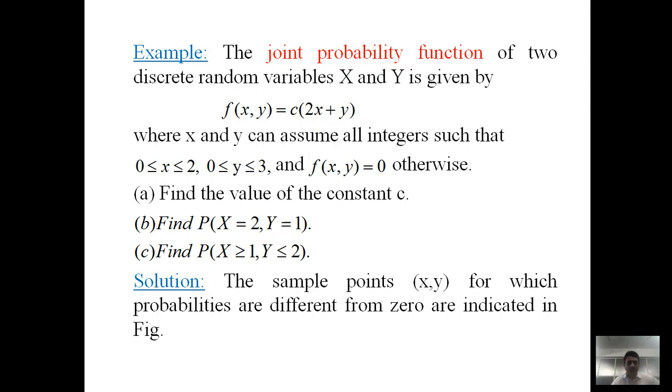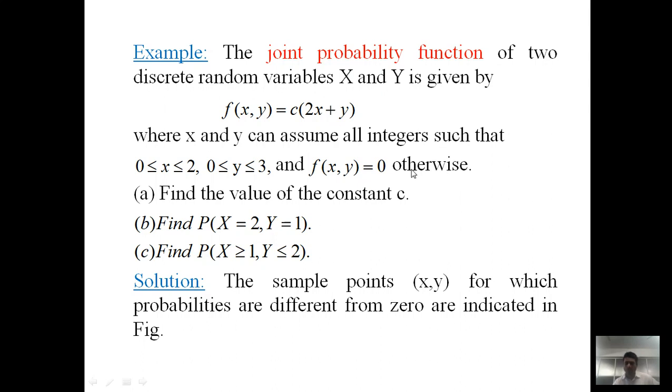So let's see one example. The joint probability function of two discrete random variables x and y is given by f of xy equal to c into 2x plus y, where x and y can assume all integers such that x is running between 0 and 2, both endpoints included, and y is running from 0 to 3. Again both endpoints are included, and the function takes the value 0 in the rest of the interval.